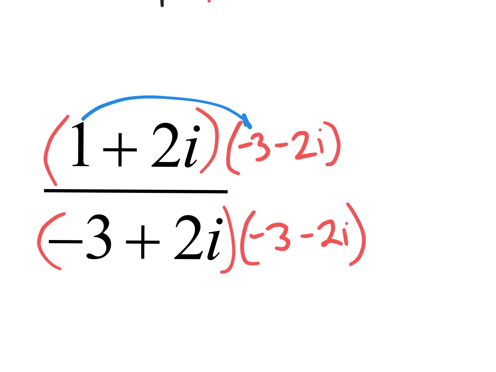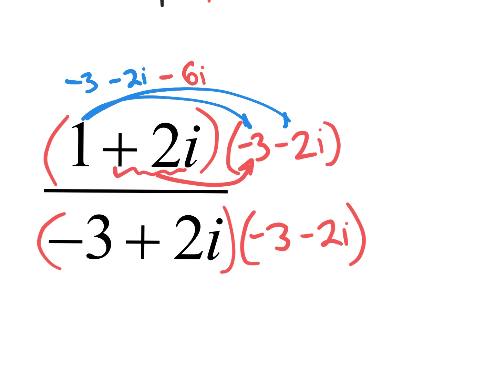So up on top, 1 times negative 3 is negative 3. 1 times negative 2i is negative 2i. And then I go positive 2i times negative 3, that's a negative 6i. And then positive 2i times negative 2i. Positive 2 times negative 2 is negative 4. But i times i is i squared, right? And we know that i squared is really a negative 1. So I really have a negative 4 times negative 1, which really gives me a positive 4 out here as my last term.